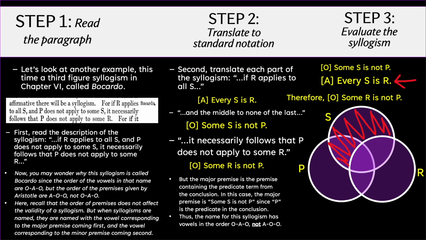So in order to illustrate this, I've destroyed all of the S circle that's outside of the R circle. Thus, the remaining part of the S circle is entirely contained within the R circle. This illustrates every S, or all S, is R.